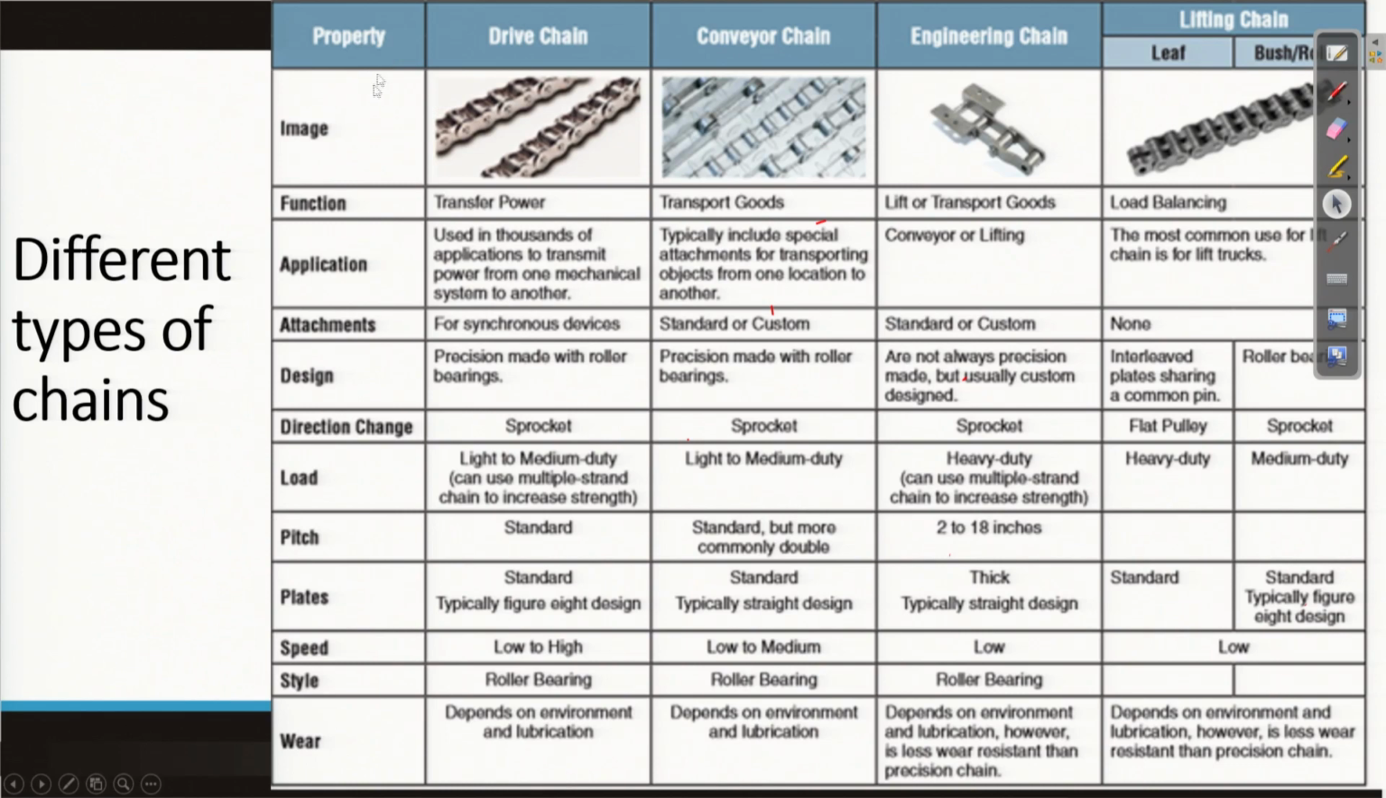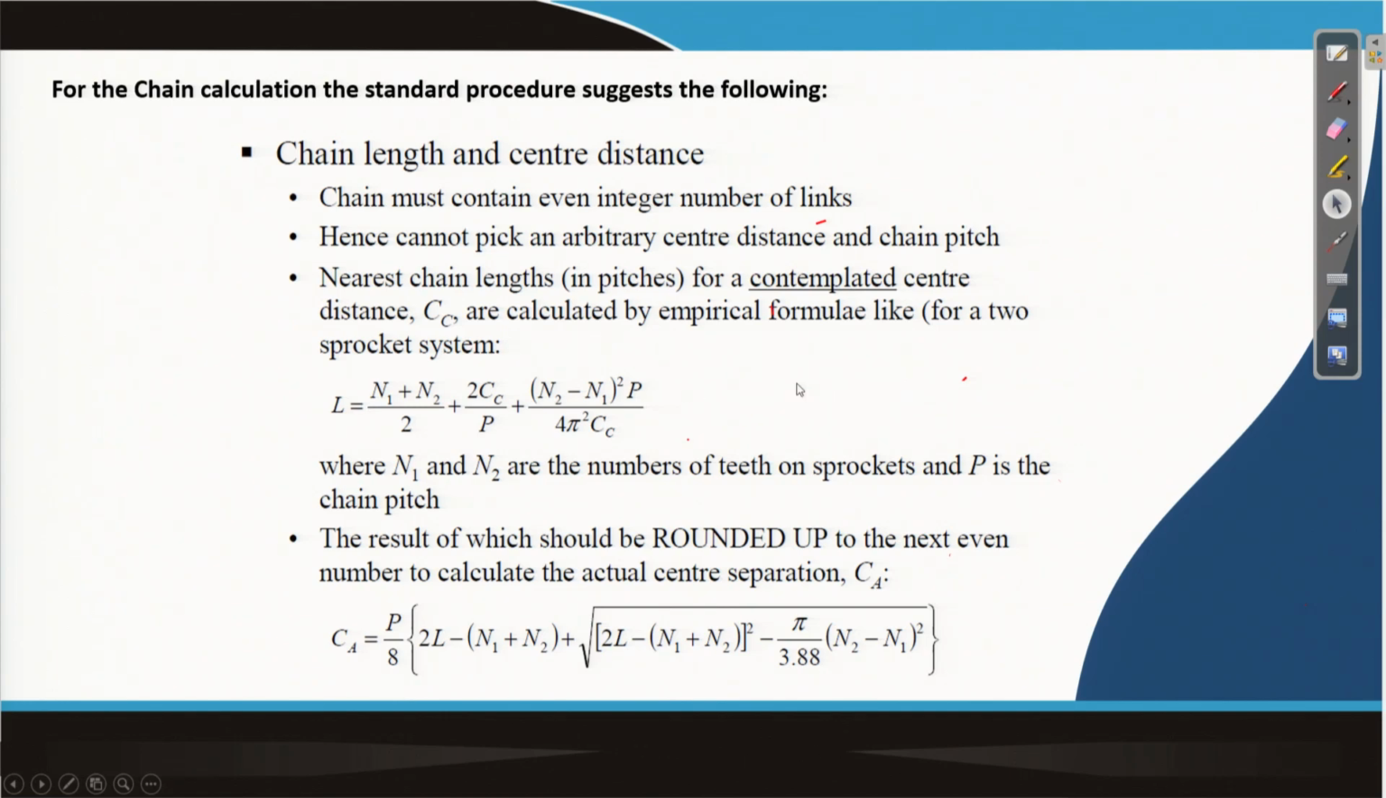But their properties depend mainly on what function they are used for, what applications they have, what type of attachments are made to them, what type of design you will be doing, whether you require a directional change or not, how much load will be coming, what the pitch should be, and what type of plates will be connected. Depending on that, a number of different types are used.